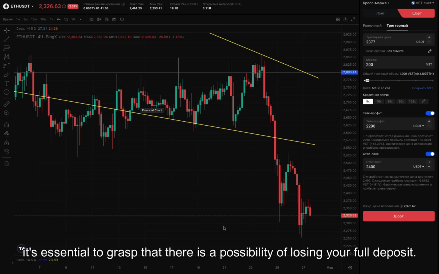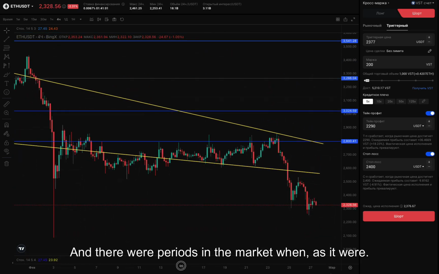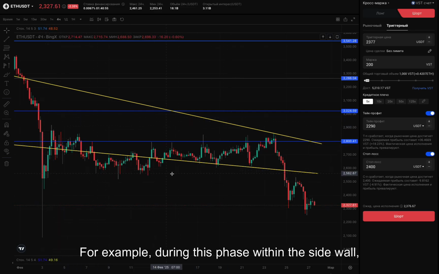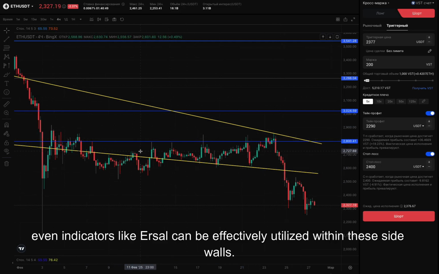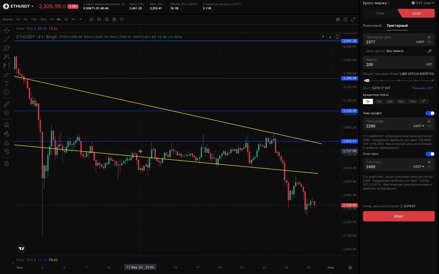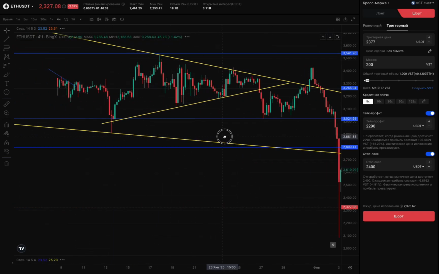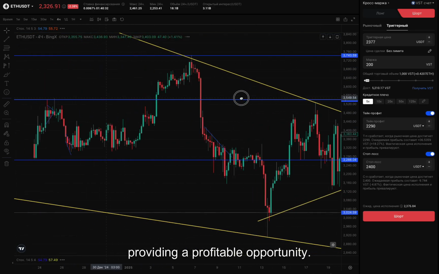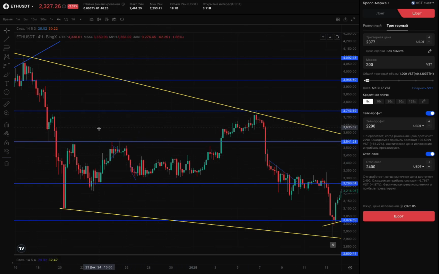Moreover, it's essential to grasp that there is a possibility of losing your full deposit. And there were periods in the market when it could range from standard trading practices. For example, during this phase within the sideways, it functions exceptionally well. Even indicators like RSI can be effectively utilized within these sideways. Stochastics and so on, they all work great sideways. Well, how can we open this sideways?